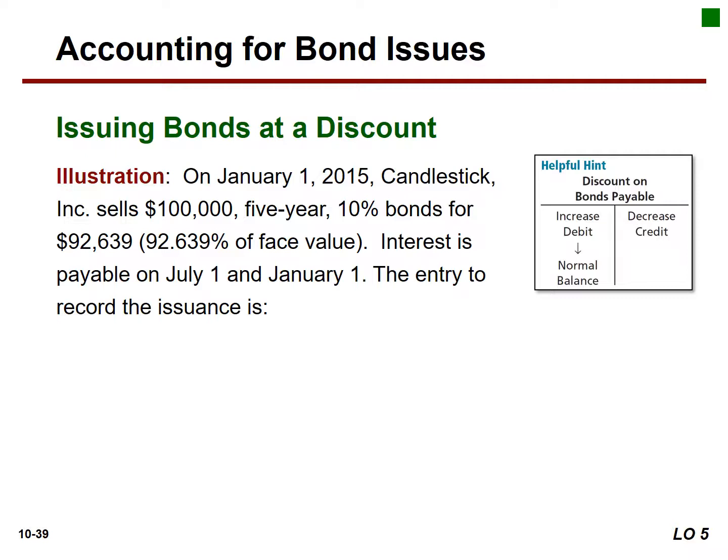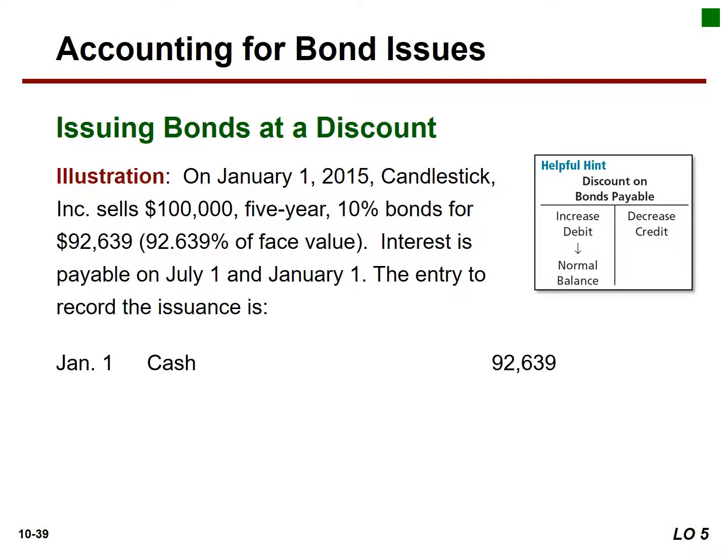Now, let's look at the entry we would make if we were issuing these bonds at a discount. This means that the contractual interest rate is lower than the market interest rate. So in order to entice or encourage the investors to purchase our bonds, we're going to have to offer them at a discount. We'll look at how that discount is calculated here in a minute.